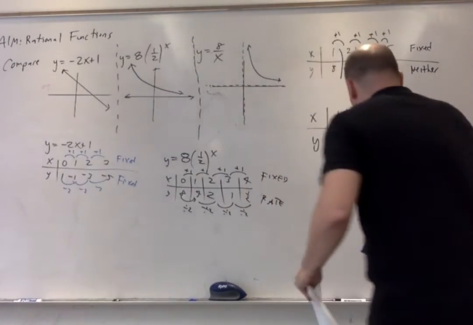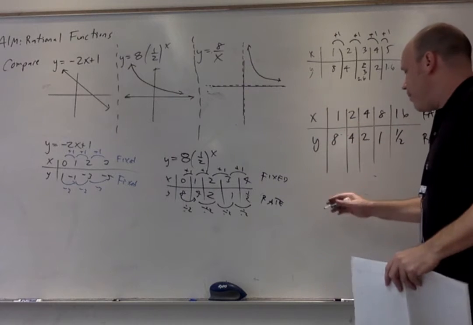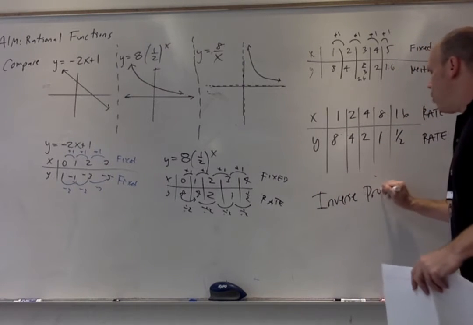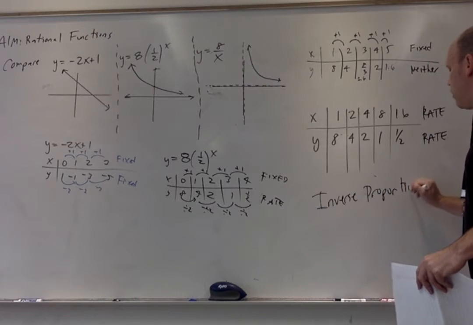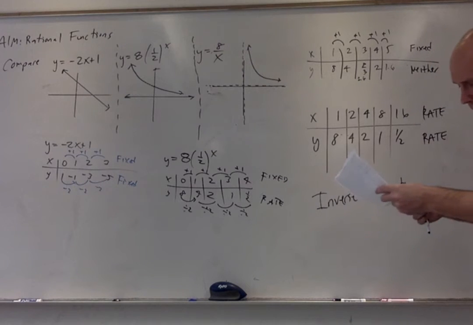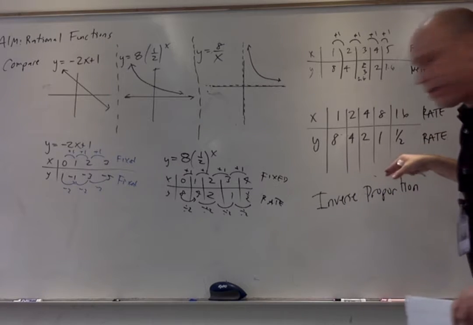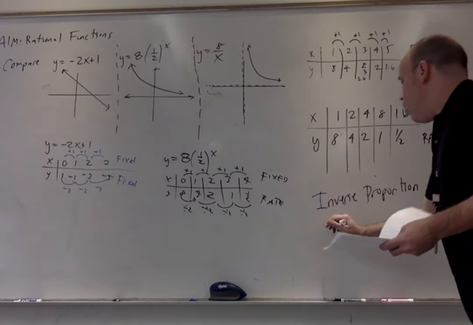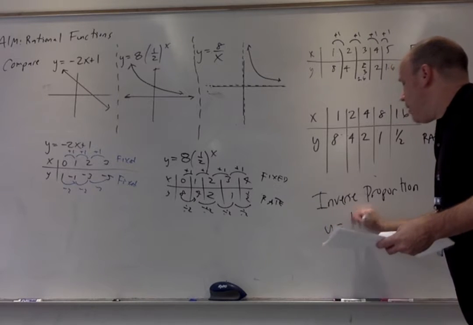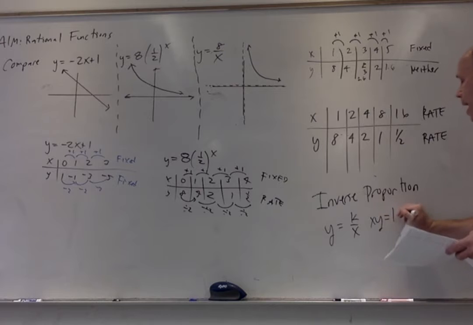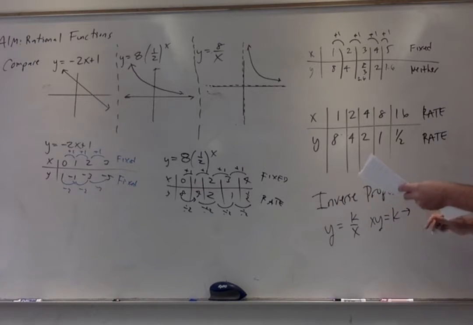This idea of y equals 8 over x, this is known as an inverse proportion. And it's this rate versus a rate. And you might have learned y equals k over x, and xy equals k, and this was a constant of variation.